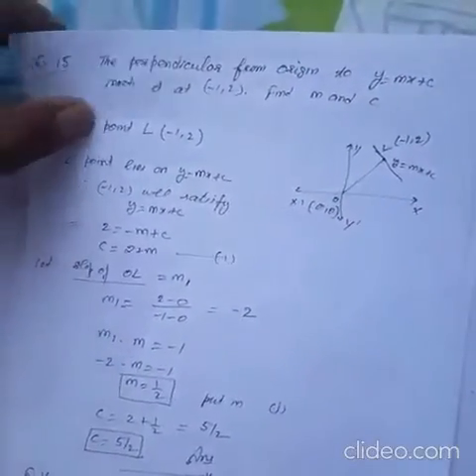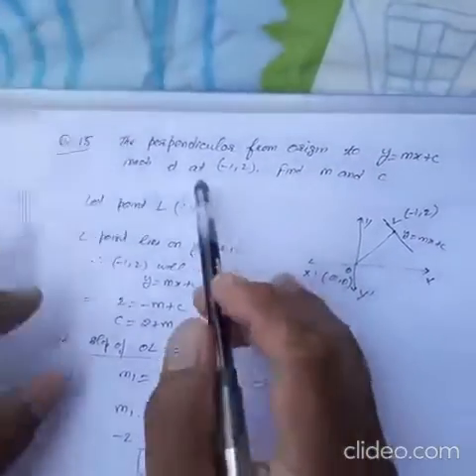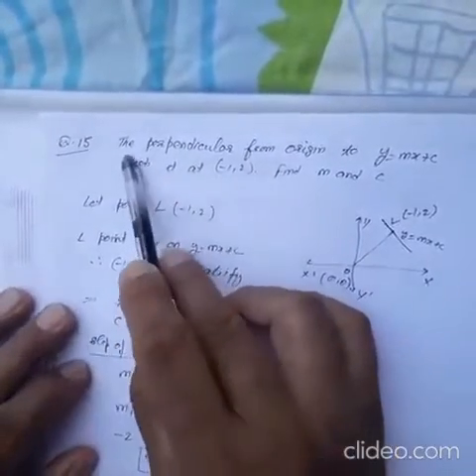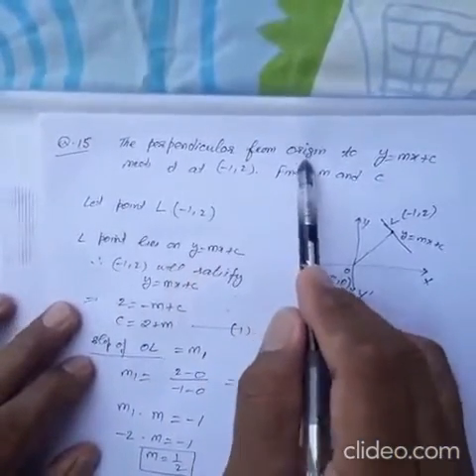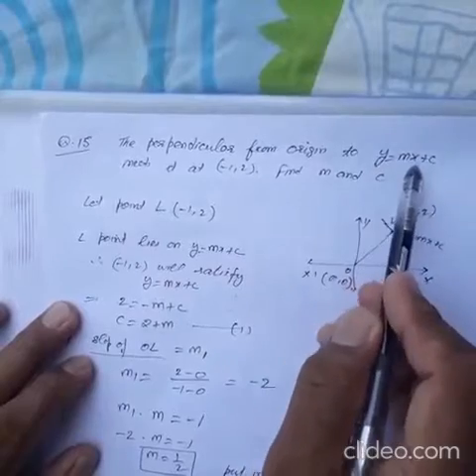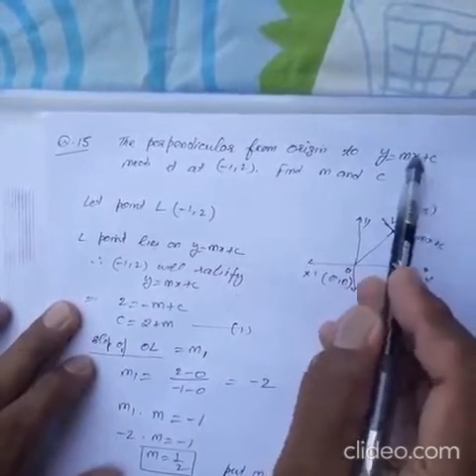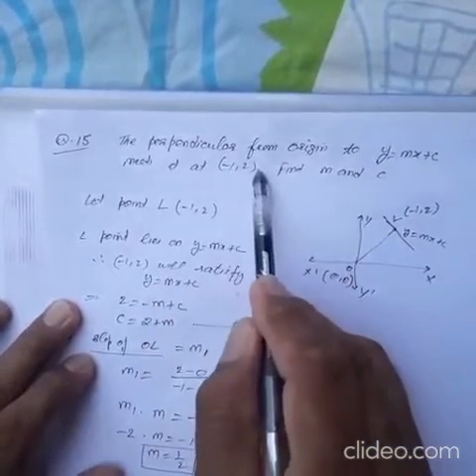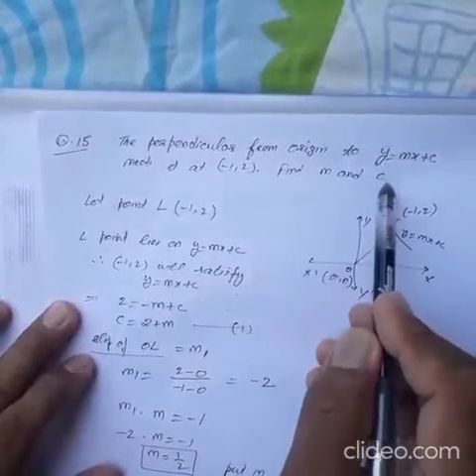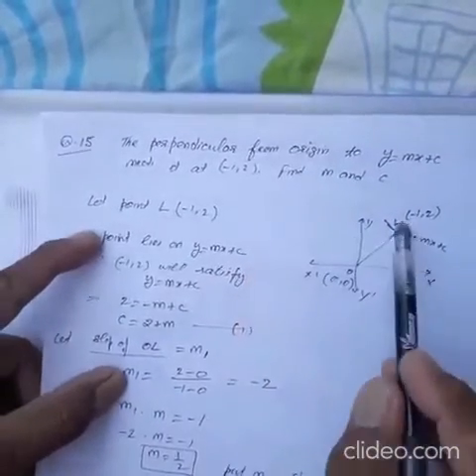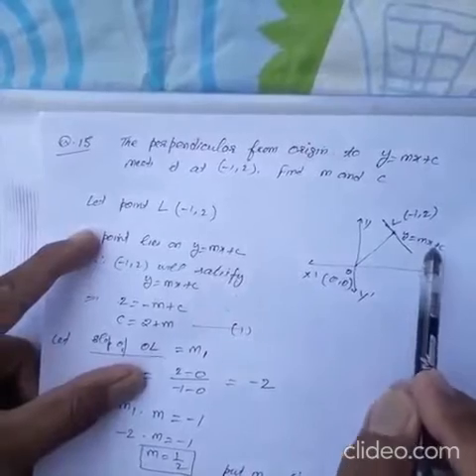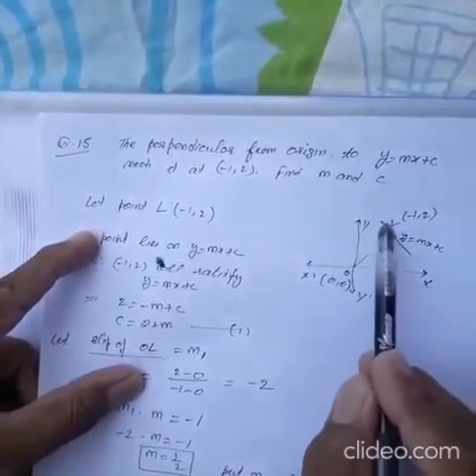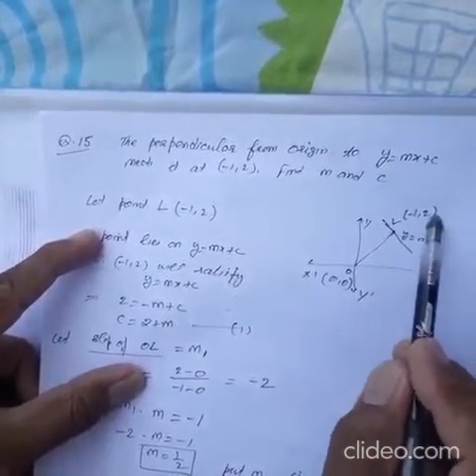Next question, question number 15. The perpendicular from the origin to the line y = mx + c meets it at (-1, 2). Find m and c. So the perpendicular from the origin is meeting the line y = mx + c at the point (-1, 2).